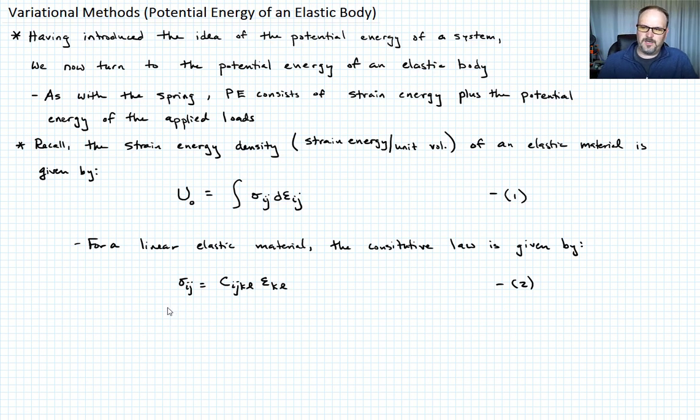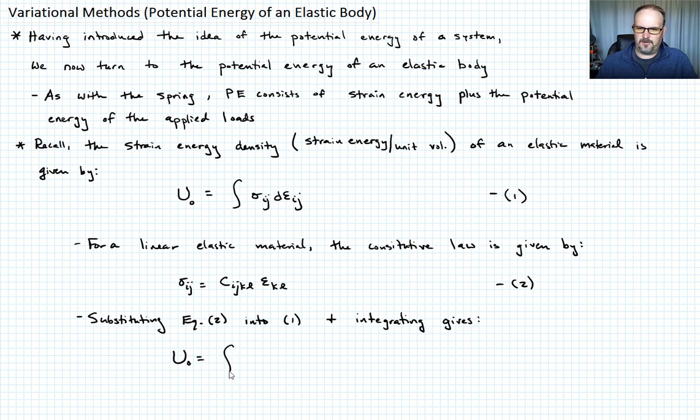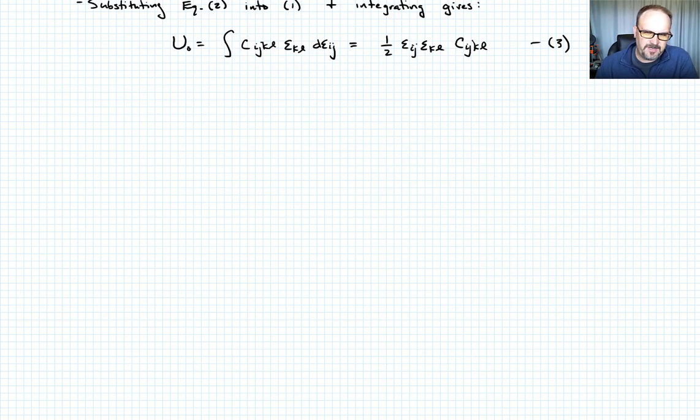So substituting equation 2 into equation 1 and then integrating gives the following. We end up with U naught equal to the integral of C ijkl epsilon kl d epsilon ij, which looks a lot like our 1D integral, and we can write this as 1/2 epsilon ij epsilon kl, which is effectively epsilon squared, C ijkl. Call that equation 3. So that's the strain energy density.